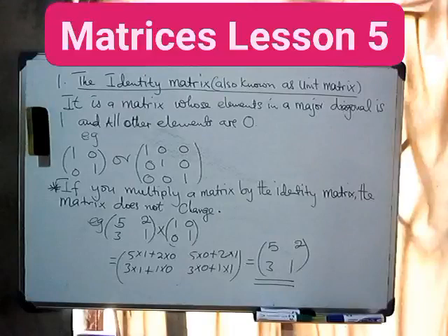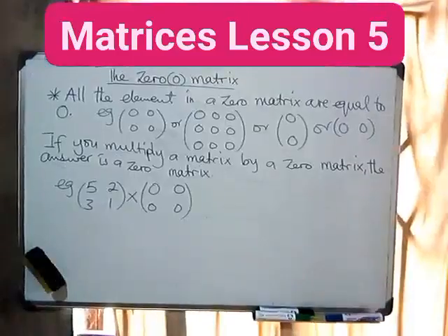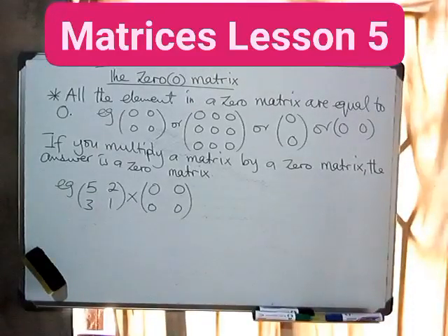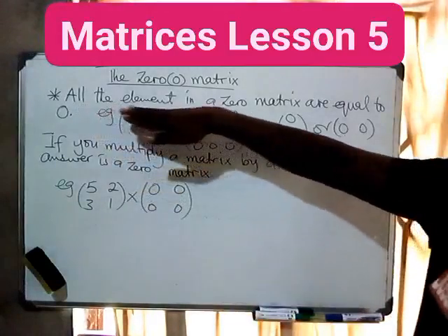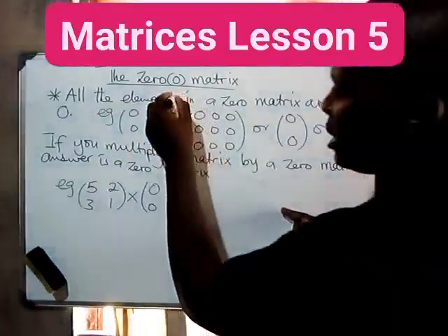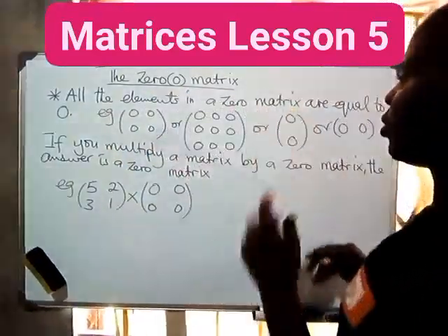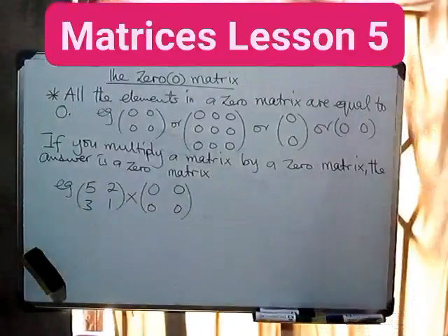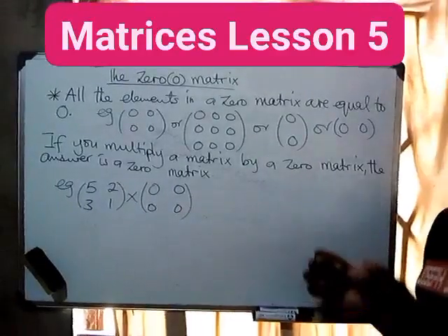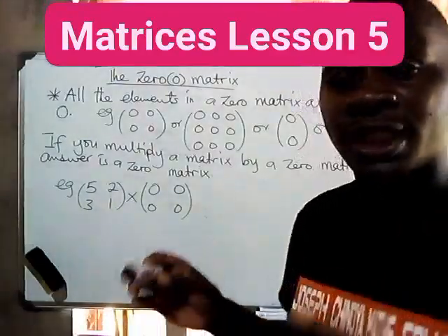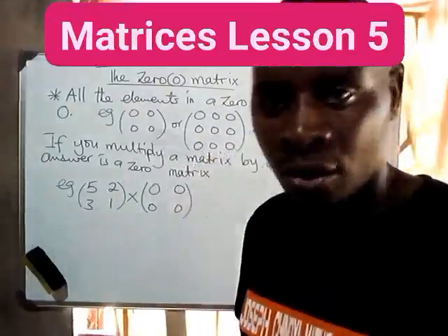Now let's look at the zero matrix. What kind of matrix is a zero matrix? What do we have under the zero matrix? We are told that all elements in a zero matrix are equal to 0. So this is a matrix whose elements are all zeros.